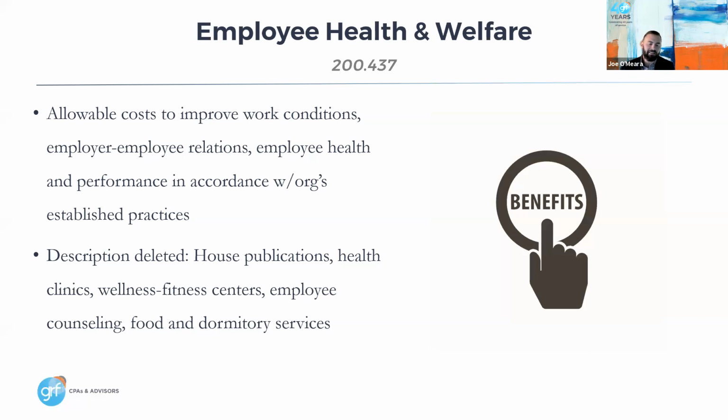The U.S. government says those type of costs are allowable costs, as long as they're in accordance with your organization's established policies. In the prior regulations, they listed out some specific items that they considered to be employee health and welfare costs, and those were deleted. Not to mean they're not allowable costs anymore, but I think they got a lot of questions for items that weren't included in the list. So they decided to remove the list and just say, in general, if you're trying to improve the working conditions or relationships with your employees, those are allowable costs as long as they're in accordance with your established policy and practice.